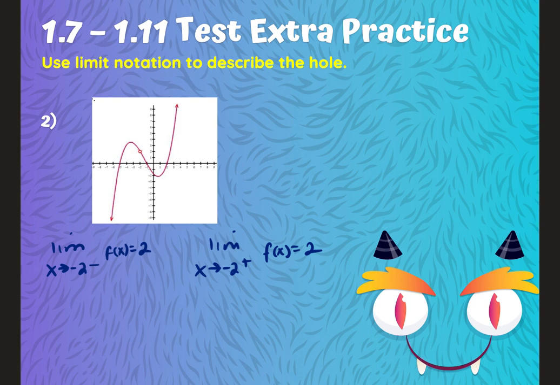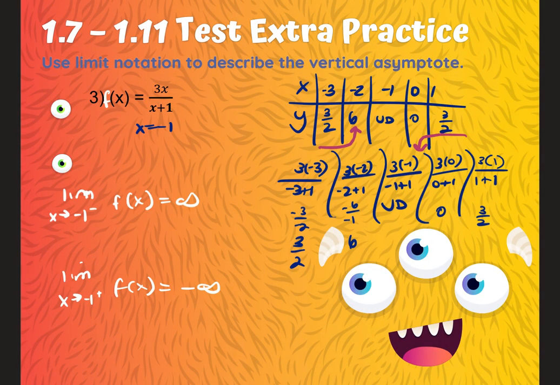For number 2, you're asked to use limit notation to describe the hole. So as you're approaching -2 from the left, the y is 2. And as you're approaching -2 from the right, the y is 2. So I think this is one of them. But on the test, the limit notation sometimes has the actual line underneath. You're going to have to fill out what's underneath and then also what's next to it. Just make sure you pay attention to that stuff.